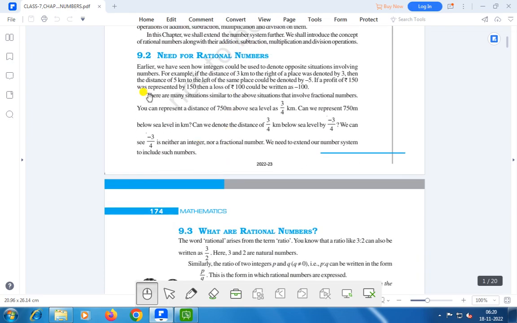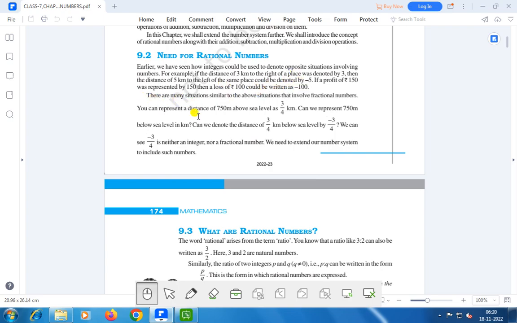Need for rational numbers. Earlier, we have seen how integers could be used to denote opposite situations involving numbers. For example, if the distance of 3 km to the right of a place was denoted by 3, then the distance of 5 km to the left of the same place could be denoted by -5. If profit of Rs 150 was represented by 150, then loss of Rs 100 could be written as -100.